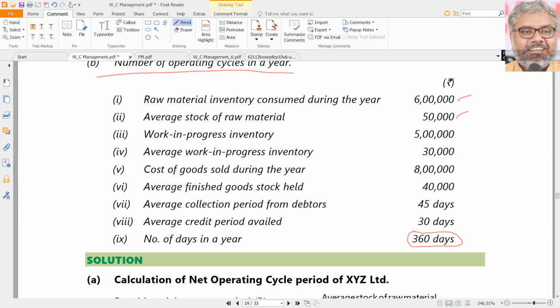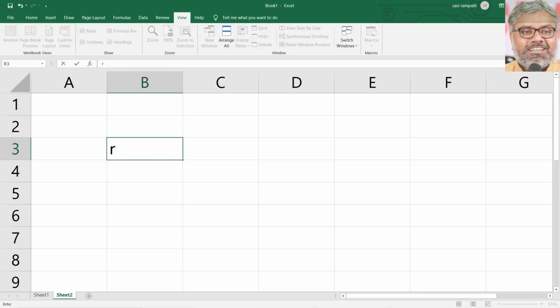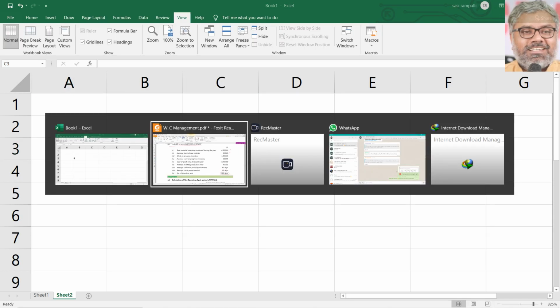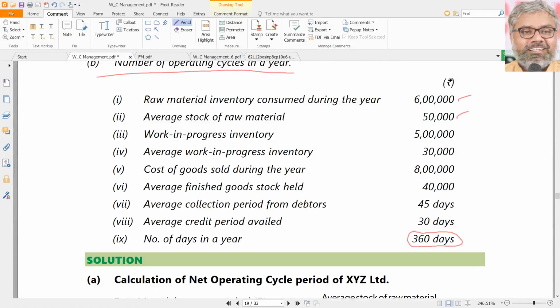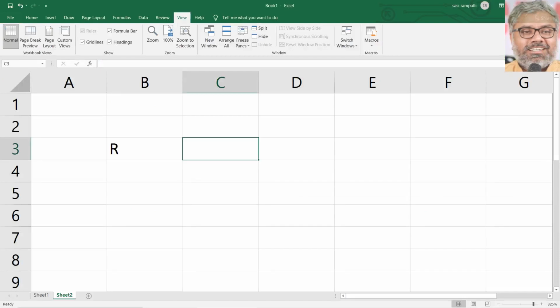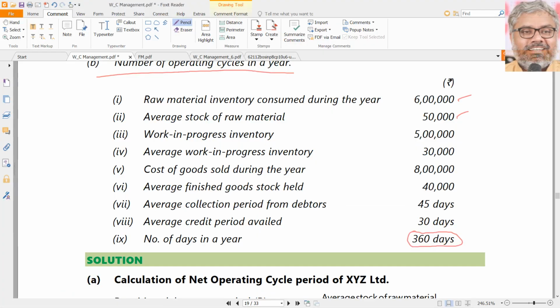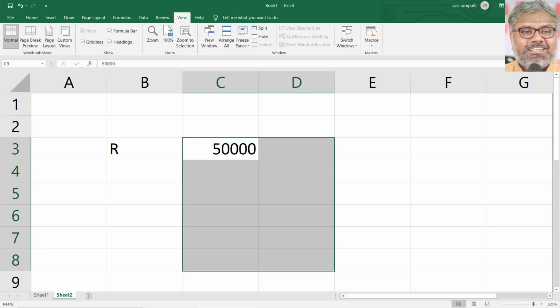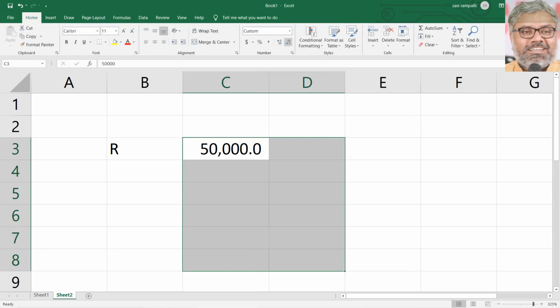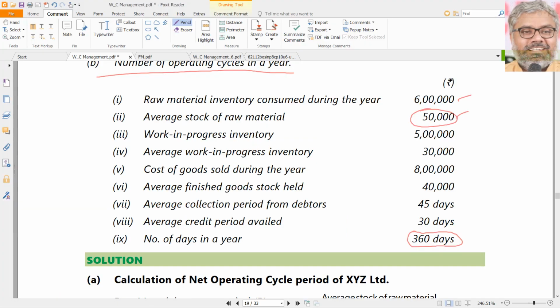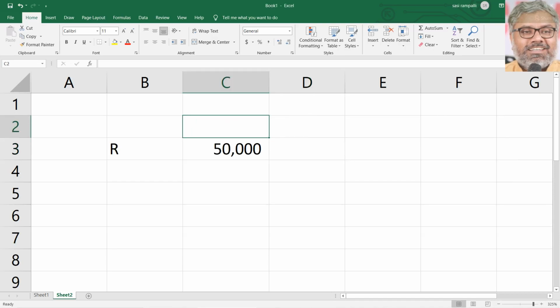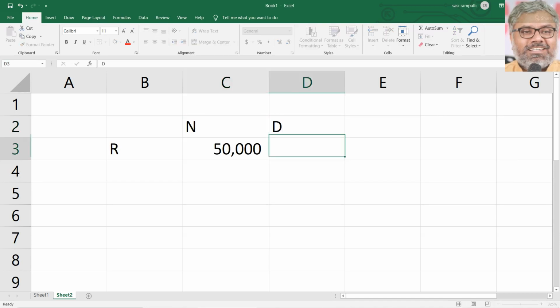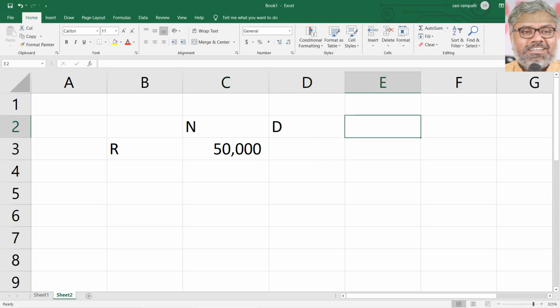Let us apply that. First thing first, raw material holding period, we are calling it as R. What is the formula? Formula is average stock of raw material divided by raw material consumption per day. So average stock of raw material, how much? That is given here. Average stock of raw material is 50,000 rupees. That is the numerator. This is the denominator. Simple. And this is the number of days, the ratio.